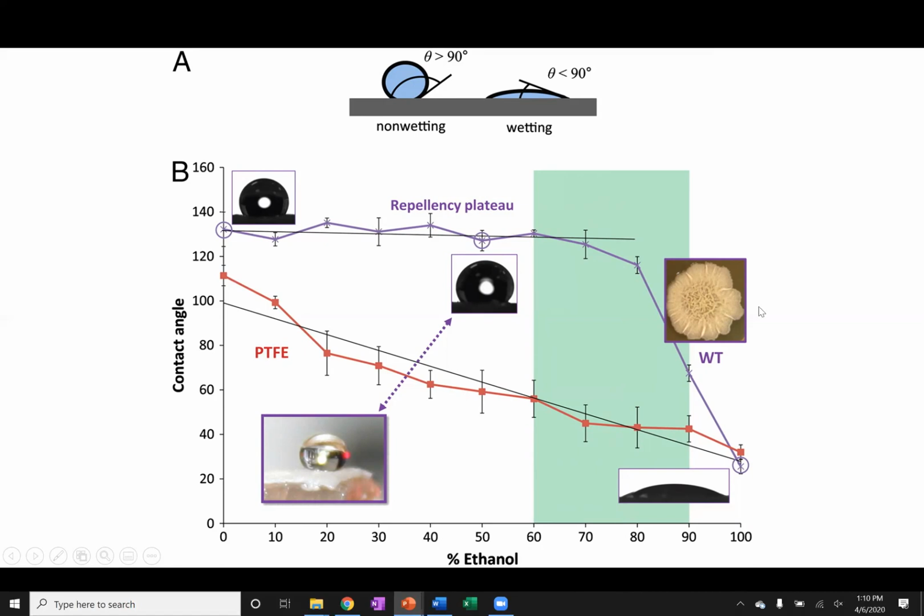And what we can look at is a couple different surfaces. We can look at a wild type of a biofilm, and then we can look at PTFE, which is an industrial polymer used to coat many different things. So it's almost a plastic-y substance. And you can see that the contact angle of PTFE starts really high, so it's not very wetting. And as you increase the amount of alcohol, it becomes much more wetting as you increase the concentration. So the capacity for it to get wet is increasing.